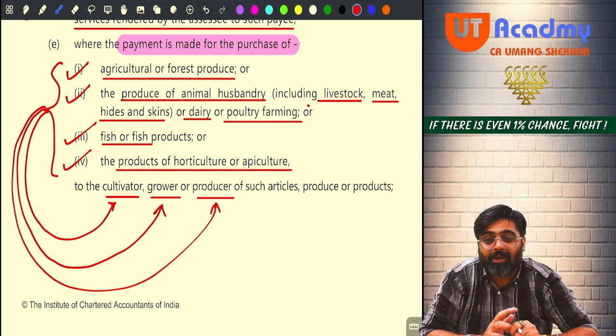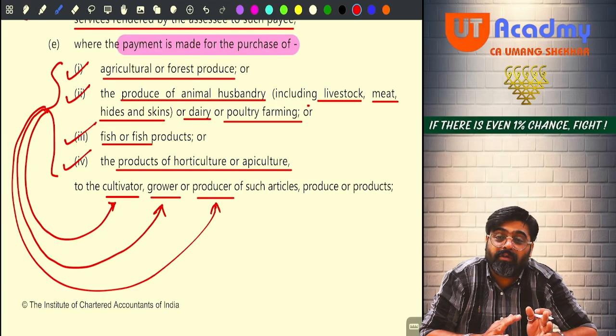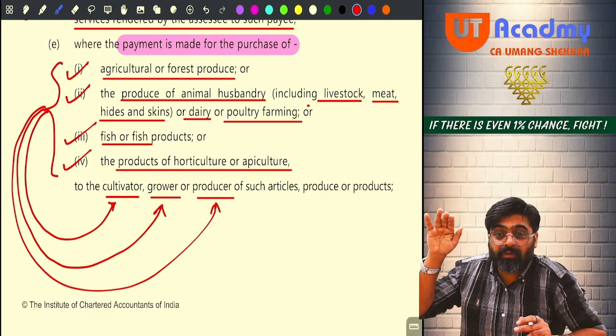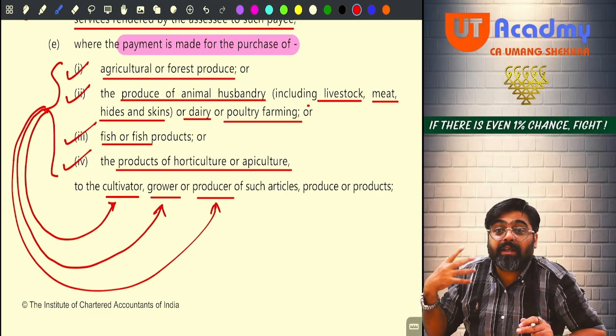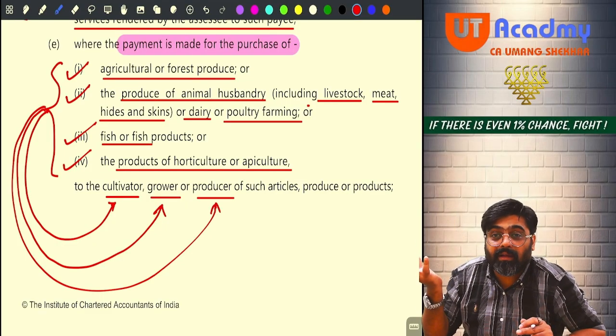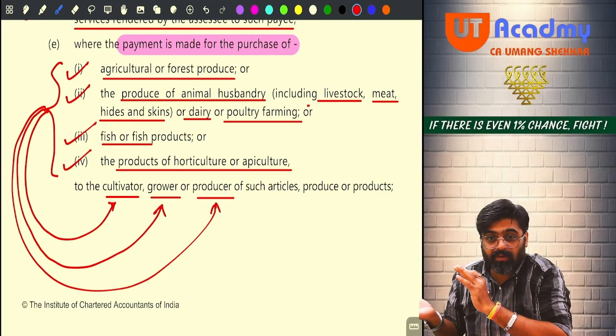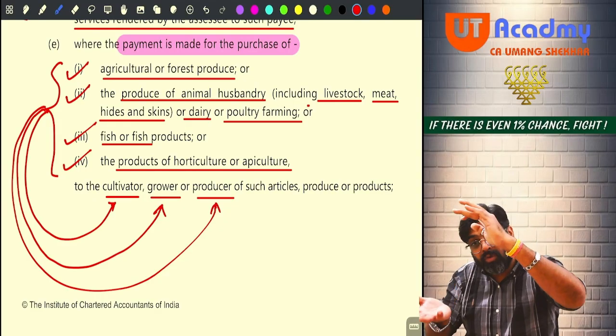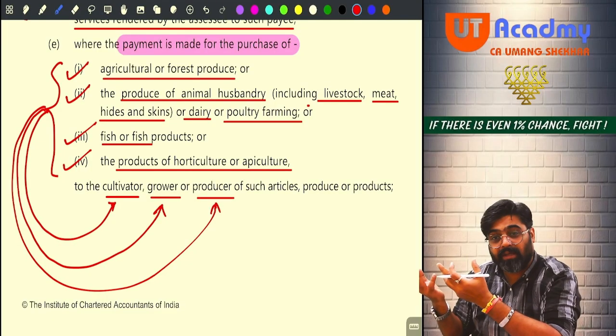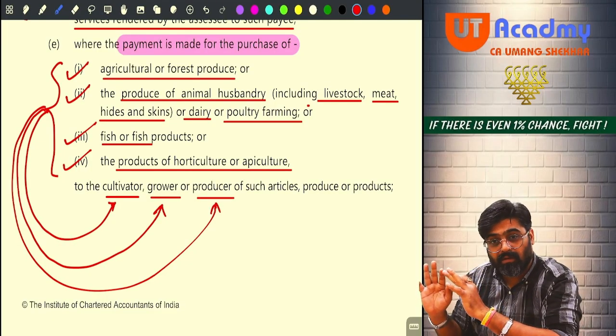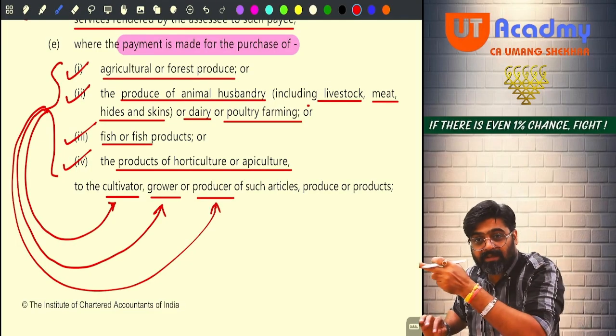Purchases include rupees 2 lakhs for purchase of agricultural produce, meaning for purchase of wheat, because the assessee is in the business of manufacturing wheat flour. You know wheat flour, no? So you are in the business of manufacturing wheat flour.